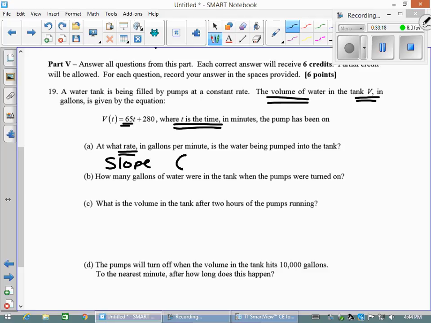The second part of the question is how many gallons of water were in the tank when the pumps were turned on? Turned on is another way of saying our starting value, our initial value, our starting point. So our B, our y-intercept, our starting point is this 280. So how many gallons were in the tank when it was turned on? 280 gallons were in there.